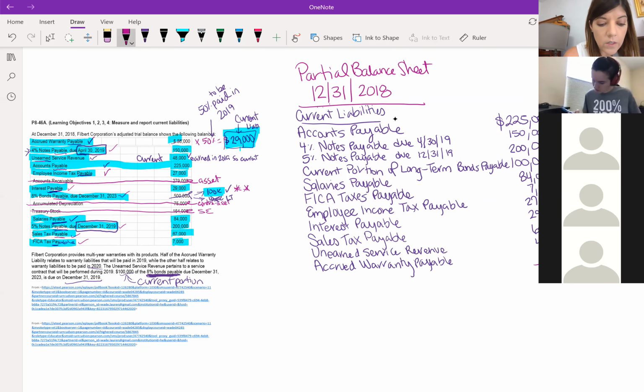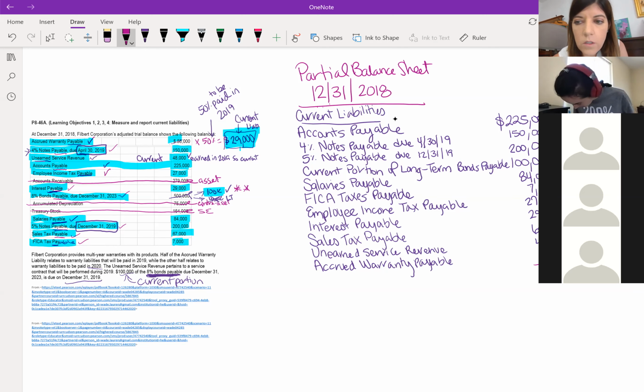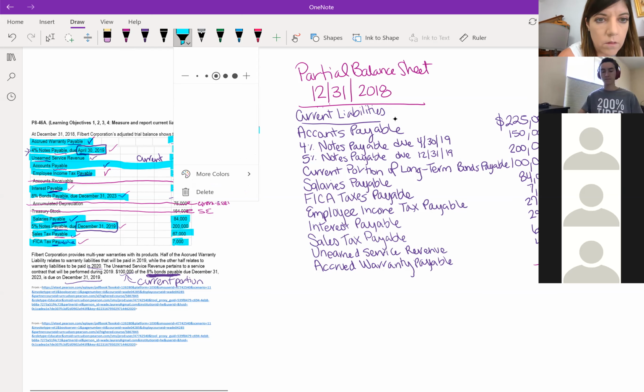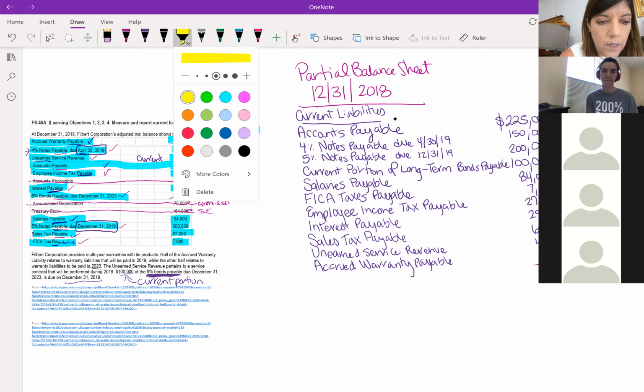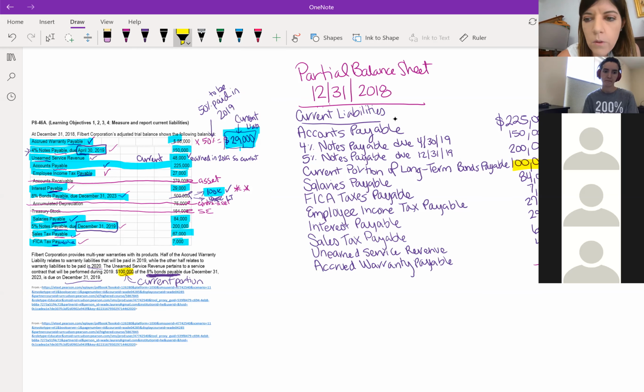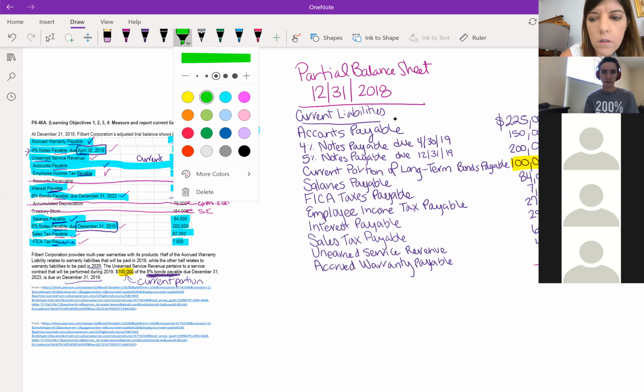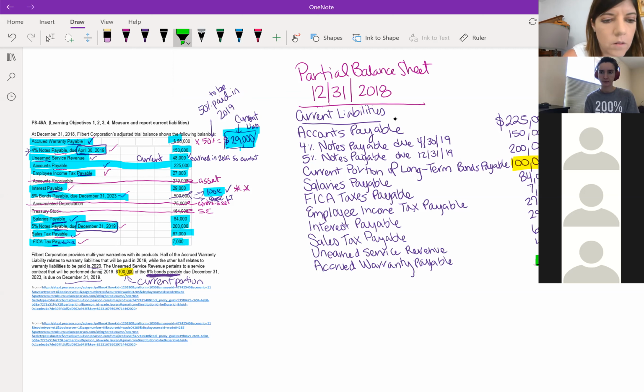Most of the numbers are given to you, correct? Only two of the numbers did you have to calculate or record differently? And I'll just highlight it, the 100,000 related to the bonds payable, and then the accrued warranties payable. The last line is just total current liabilities.